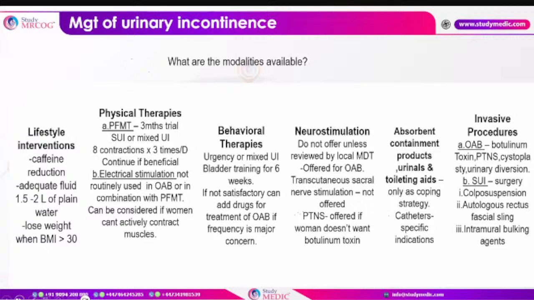Next, coming to invasive procedures. So for overactive bladder, you can offer intravesical botulinum toxin. You can give percutaneous tibial nerve stimulation. You can offer augmentation cystoplasty or urinary diversion in cases which are refractory to treatment. For stress urinary incontinence, the surgeries that are available are colposuspension, either open or laparoscopic. Then you have autologous rectus fascial sling, or you can offer intramural bulking agents.